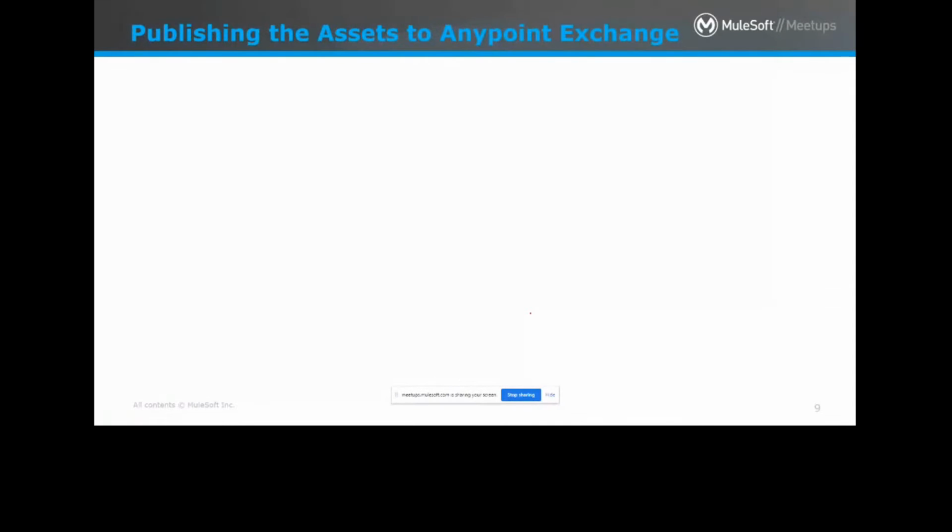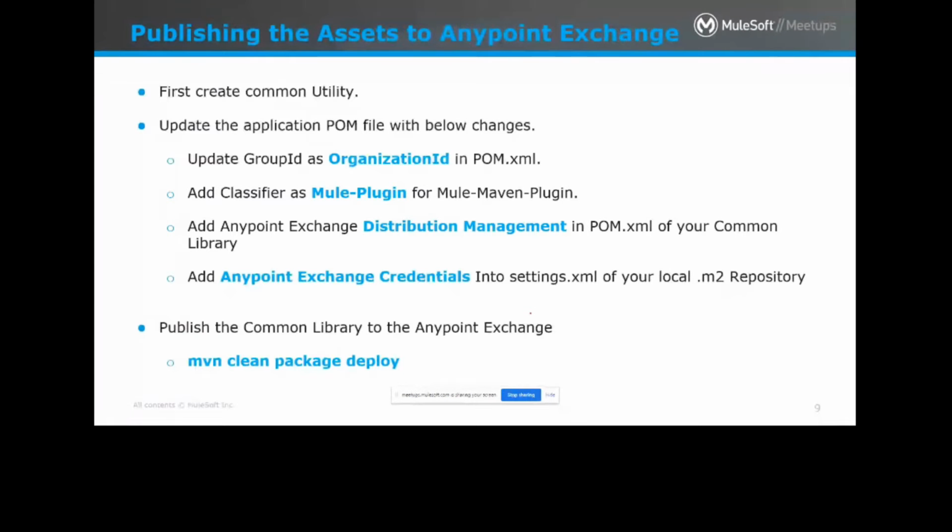First demo: publishing our assets to the Anypoint Exchange. These are some key points you have to keep in mind when publishing your assets to the Anypoint Exchange. The very first thing is to create your common utility, and once you are done with all the logic that you want to share, you have to update your POM file with key points. First, you have to update your group ID with the organization ID. I will let you know where you will get it.